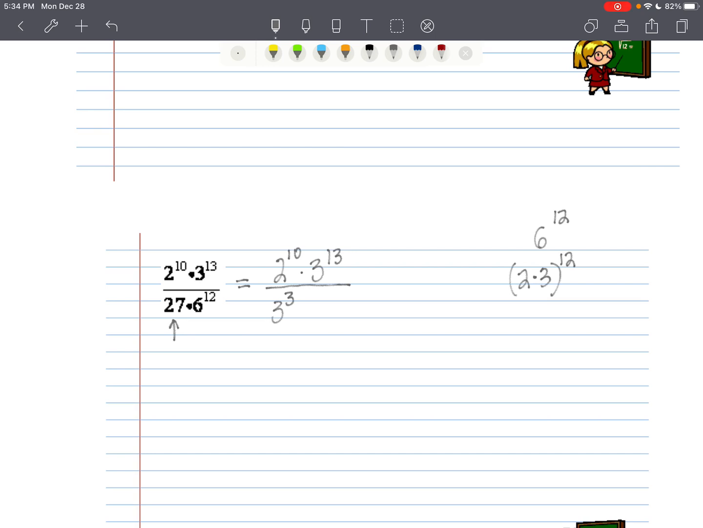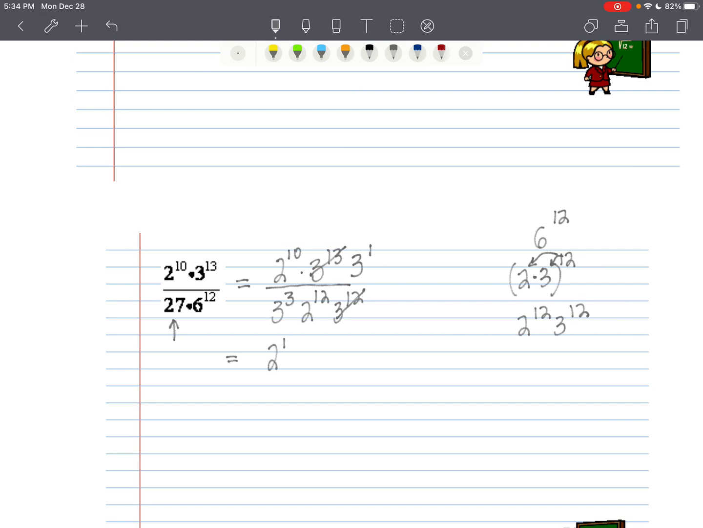Raise it to the 12th power. Well, what gets the 12th power? Both bases. So that's 2 to the 12th, 3 to the 12th. So that's what I'm going to write right here: 2 to the 12th times 3 to the 12th. And now I'm going to simplify. 3 to the 13th over 3 to the 12th is 3 to the first power in the numerator.